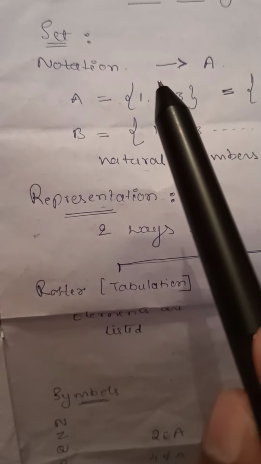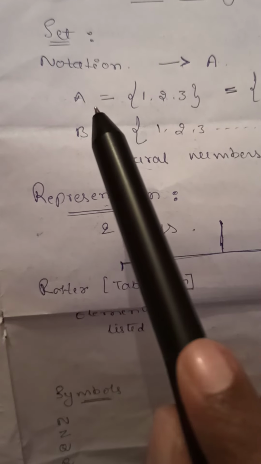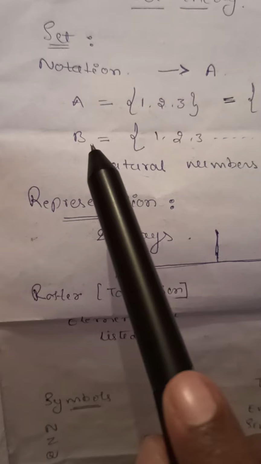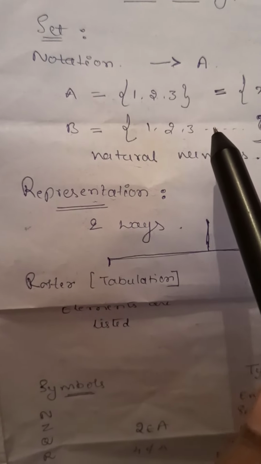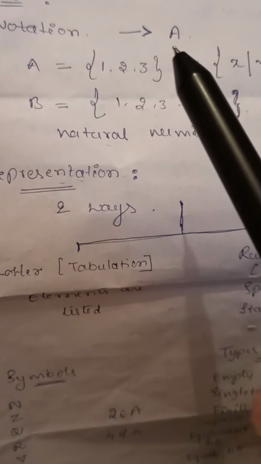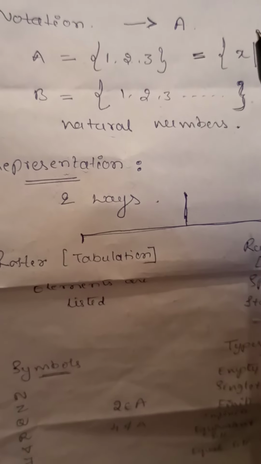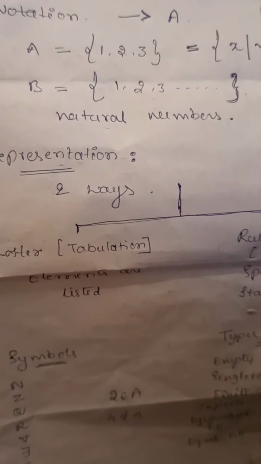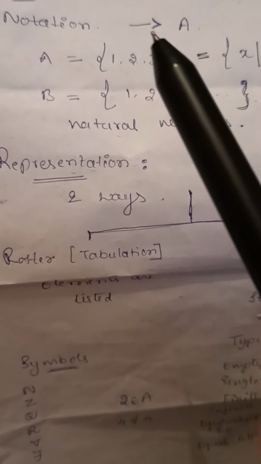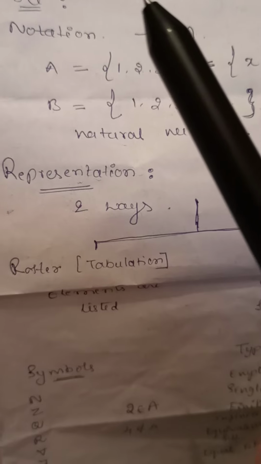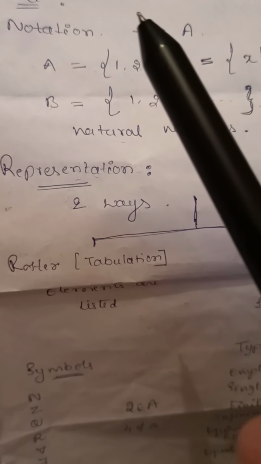Here are some examples of set. A is equal to {1, 2, 3}. B is equal to {1, 2, 3, etc.}. C is equal to {1, -1}. Similarly, set of all students of first BCA, set of all girls of first BCA, set of all students of Government Science College, set of all colleges of Karnataka State, set of all states of India. Like that, many examples can be given.